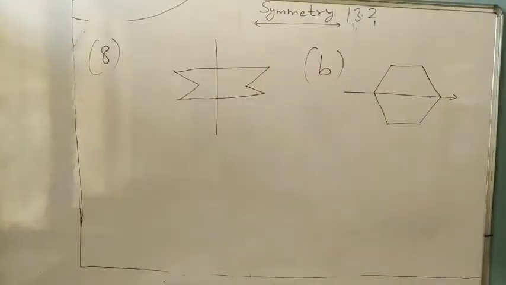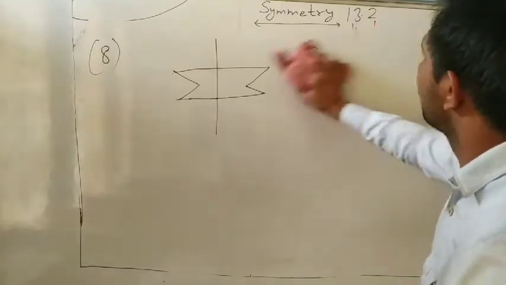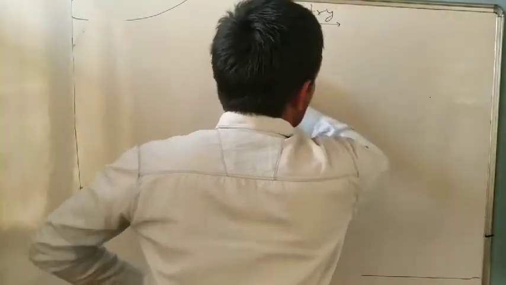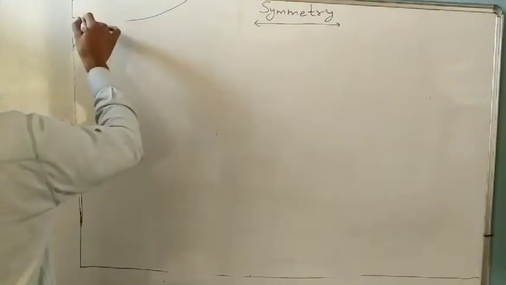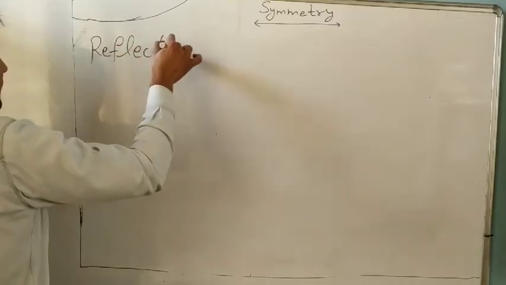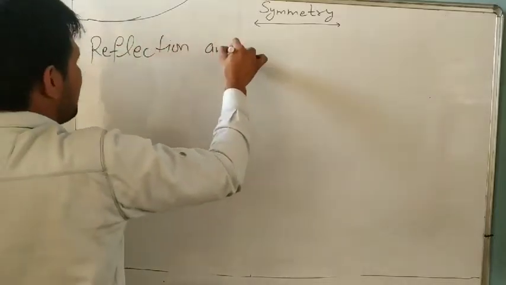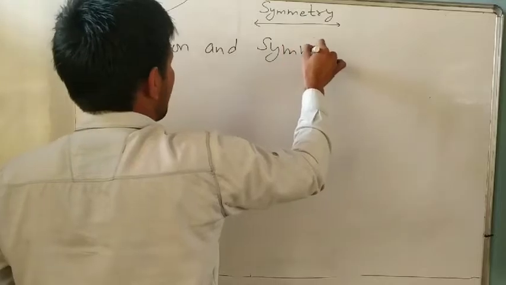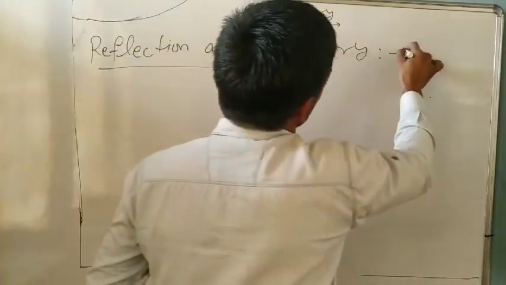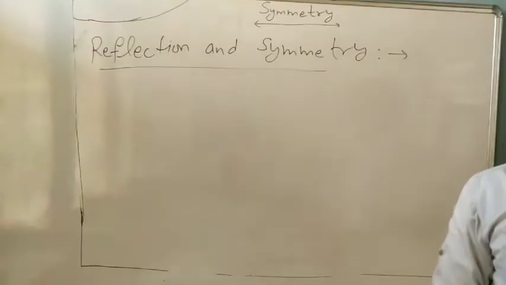We have already finished that. Now we will do 13.3. It's very simple. Only 3 questions are given, and we will finish this chapter today. In this one, we will learn reflection and symmetry. What is reflection?